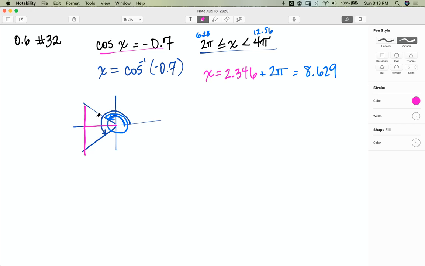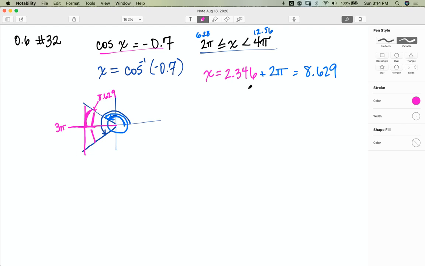So here's how we do this. So this angle that we have right here, we're considering it to be 8.629. What we want to do is figure out exactly how far away from the axis that is. And that axis is 3 pi, right? Because we're now in that second go around of the circle. So how close are we to 3 pi?